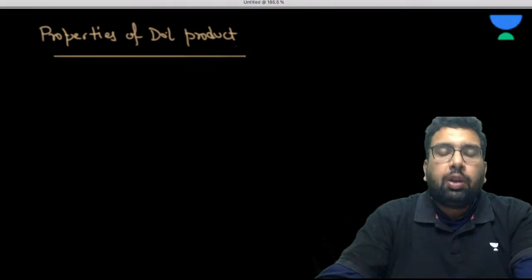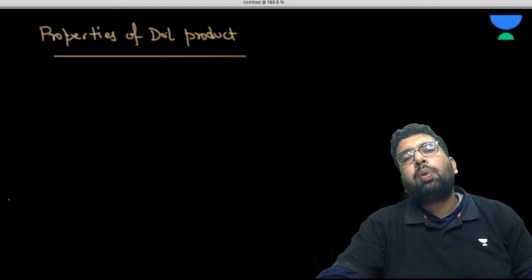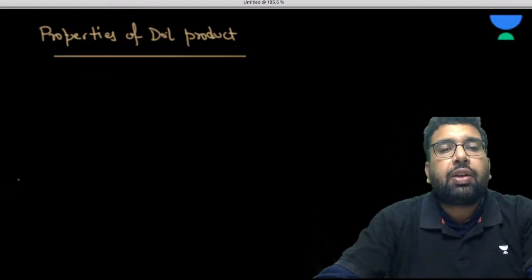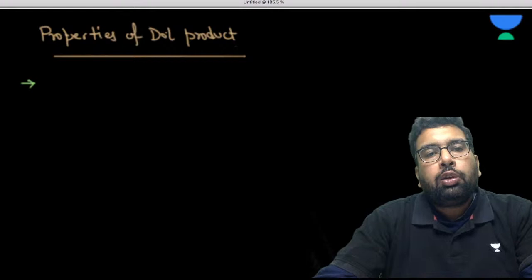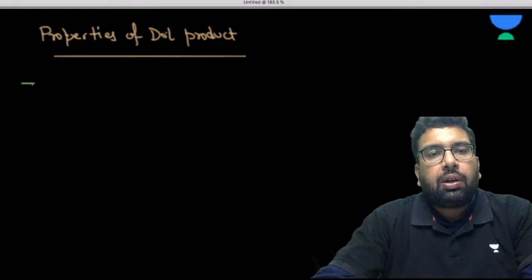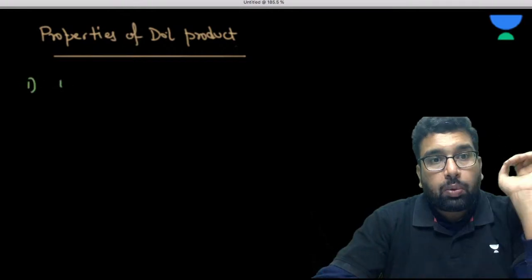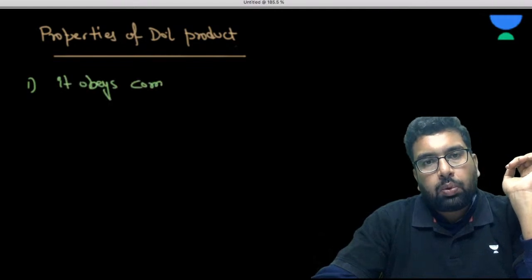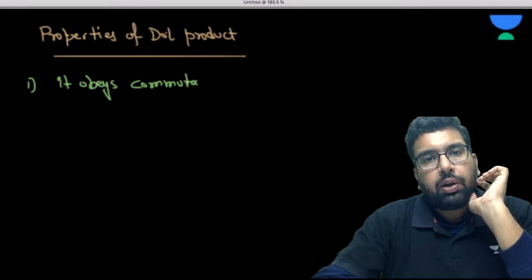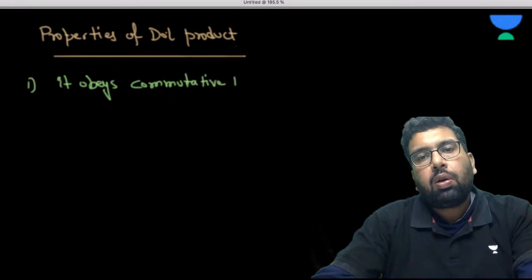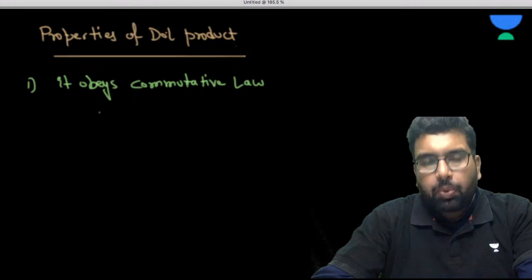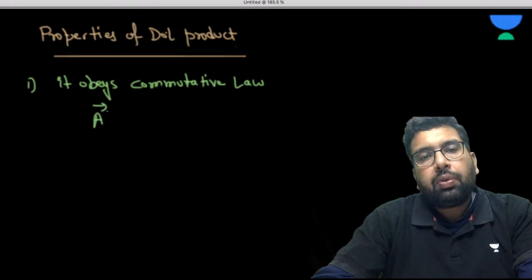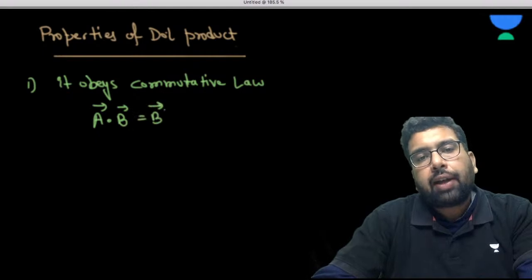Wonderful. So now let's see the properties of the dot product. Very, very important discussion. The first property of the dot product is that it obeys commutative law. What does that mean? The dot product is commutative. That means A dot B vector is also equal to B dot A vector.